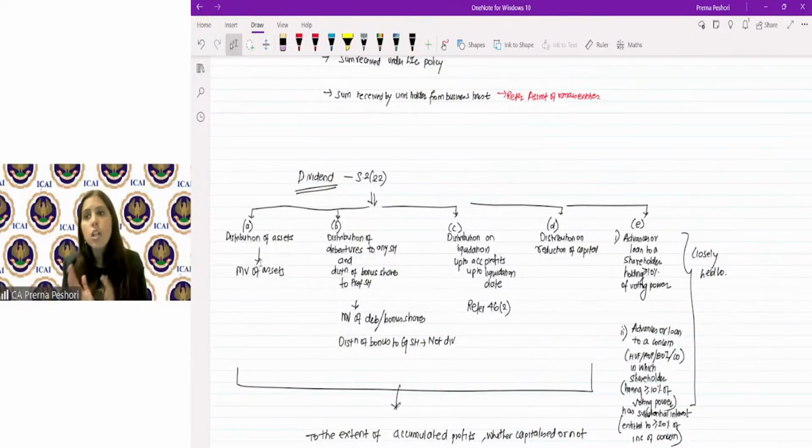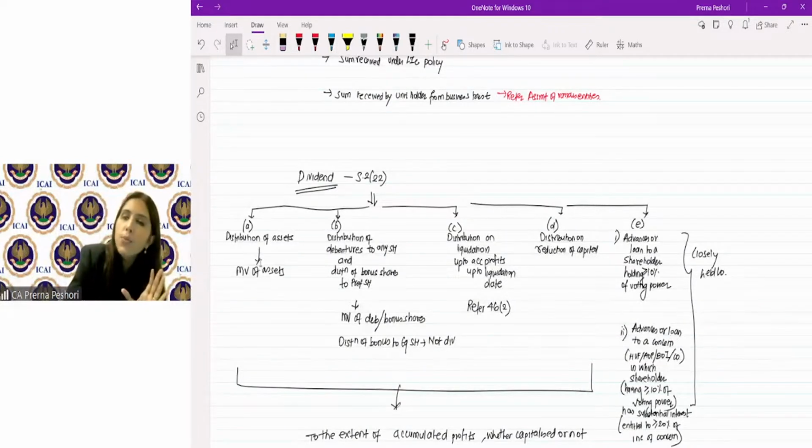As far as distribution on liquidation, that we have already considered under 46.2. So up to the accumulated profit, that will be deemed dividend under 222C. Beyond that, it will be taxable under 46.2 in the hands of the shareholder, but you will reduce the amount taxed under 222C. Correct? So the balance amount is only going to be taxed under 46.2. For the company, it will not be taxable under 46.1. Distribution of capital assets or distribution on the reduction of capital, again that will be taxable under 222D.